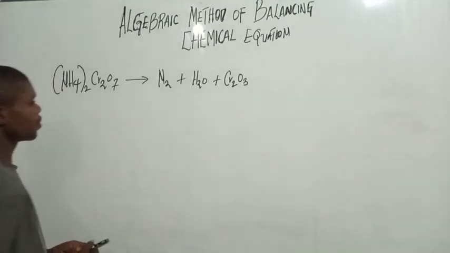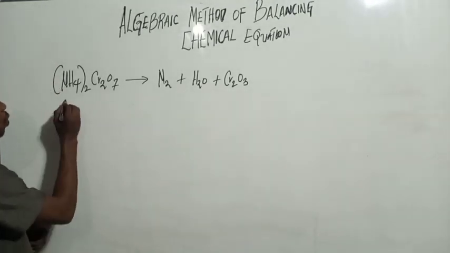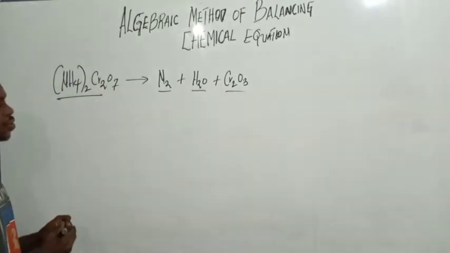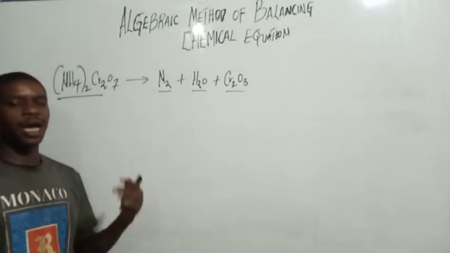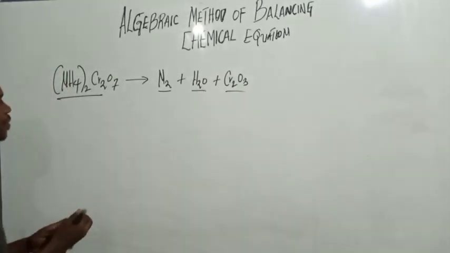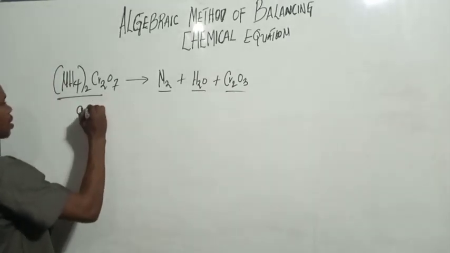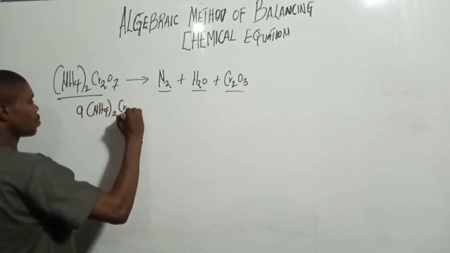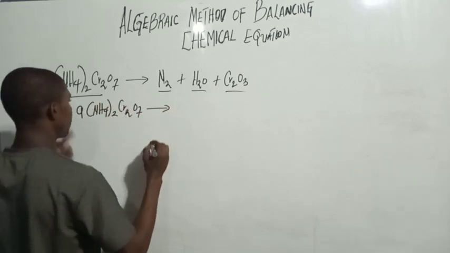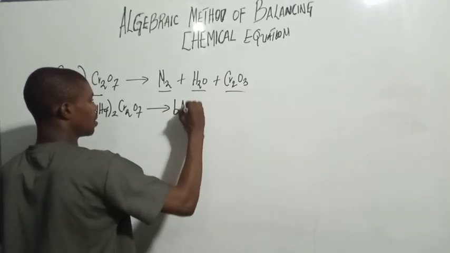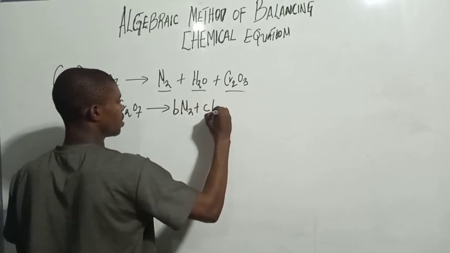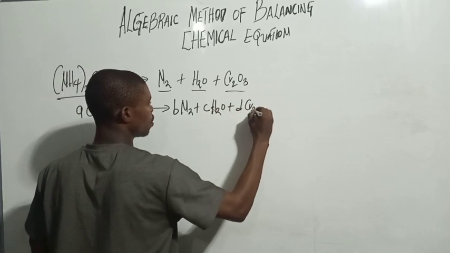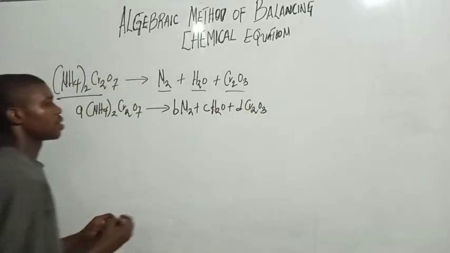So now let's get into it. Here we have one reactant and 3 products. The goal is to assign a letter to all the species, both products and reactants. So it would be A (NH4)2Cr2O7, then we have B N2 plus C H2O plus D Cr2O3.